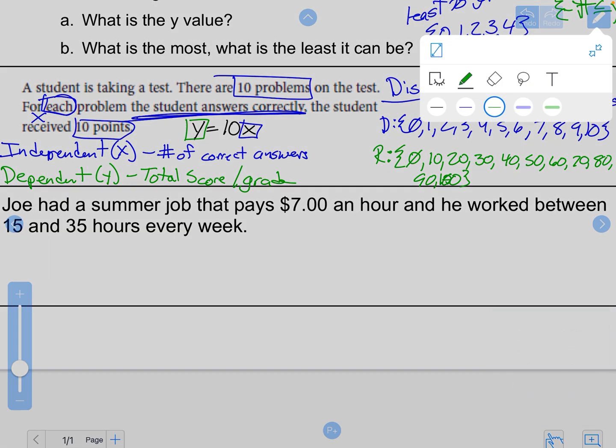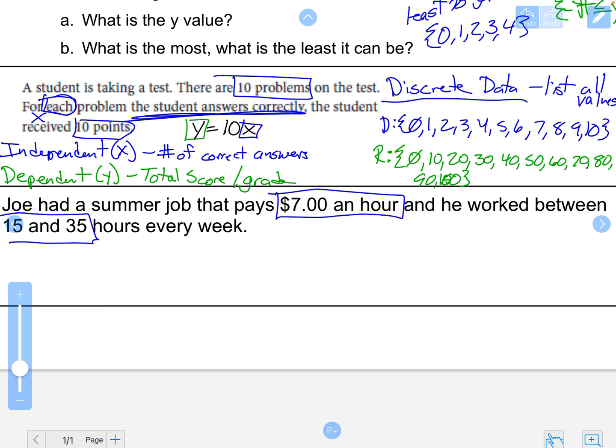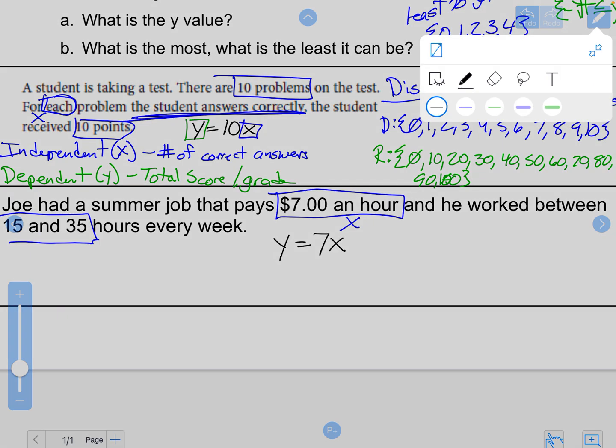Joe had a summer job that pays $7 an hour. So that's my per, that's each, my every. And he worked between 15 and 35 hours each week. So again, we said an hour per each or every, so that's going to be my X. But I know I don't have a total. So if I don't have a total, I know that Y becomes my total. I know that each hour he works, he makes $7. And I know that hours represent X. And it doesn't say anything about initial, startup, or beginning fees or anything. So that's where I stop.